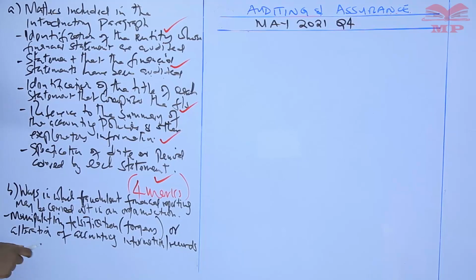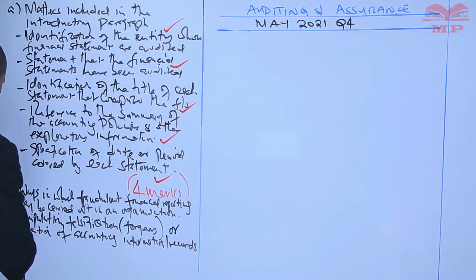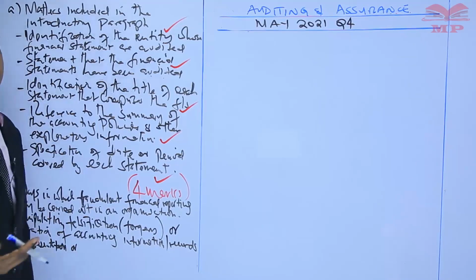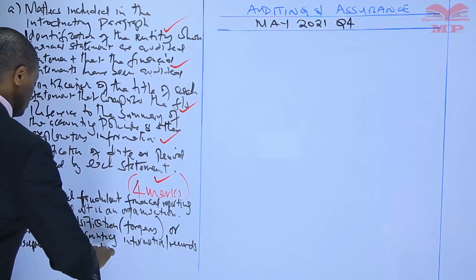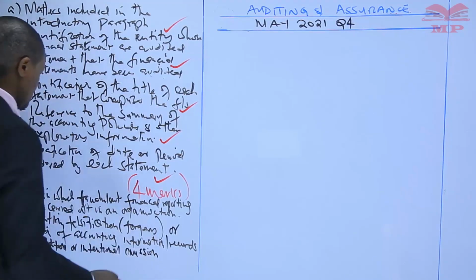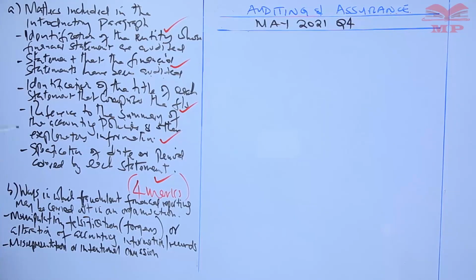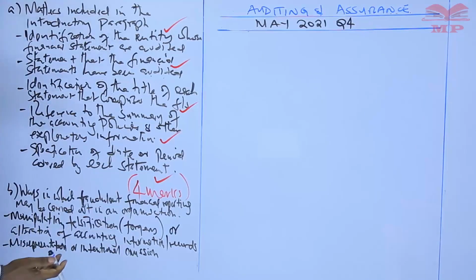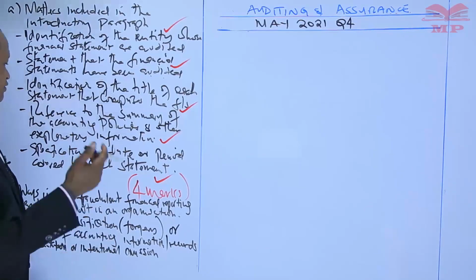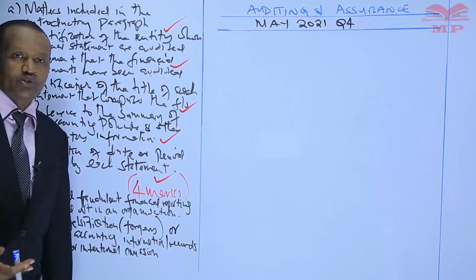That's one way. The second way is through misrepresentation or deliberate or intentional omission. Misrepresentation or intentional omission from the financial statements of events or transactions or other significant information. Omission. When information is omitted deliberately, then that can be a way in which fraudulent financial reporting may be carried out in an organization.